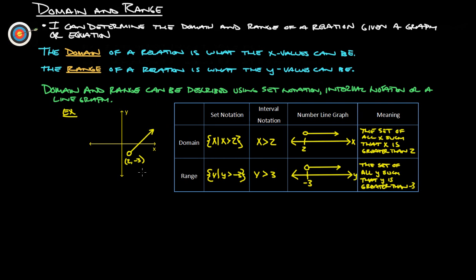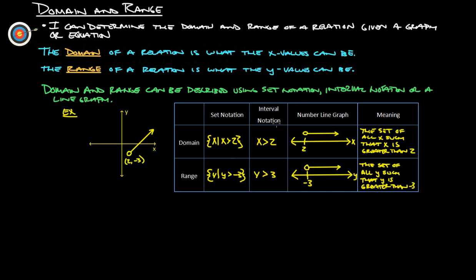For example, here's our graph. We're basically starting right here. The open circle means it doesn't actually include the point (2, -3), but it starts right at that spot, and then it goes up forever and ever. The domain is what the x's can be. x is our horizontal axis. Right here at 0, x cannot be 0, can't be -1, can't be -2. The smallest that x can possibly be is 2.